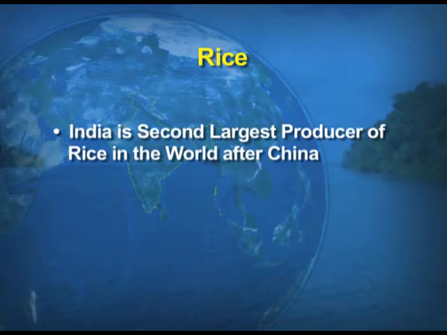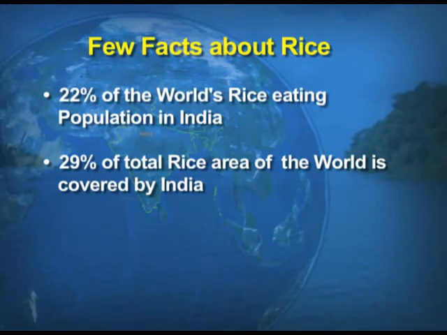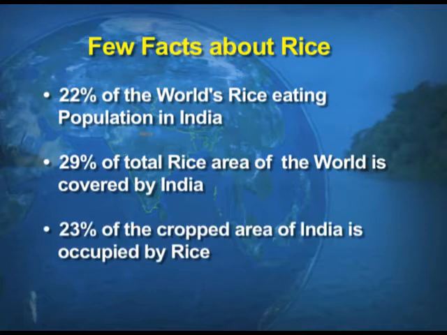Rice is the most important food crop of India, which feeds more than half of our population. India is the second largest producer of rice in the world after China. Now, I am telling you some facts concerned with the production of rice. 22% of the world's rice eating people are from India. 29% of the total rice area of the world is covered by India, and 23% of the cropped area of India is occupied by rice.